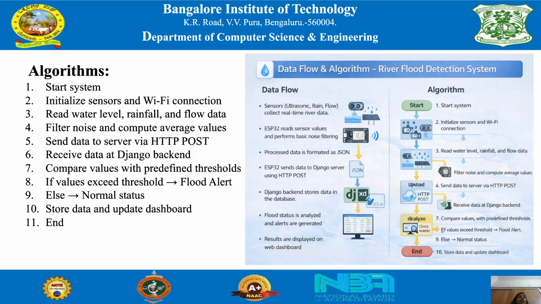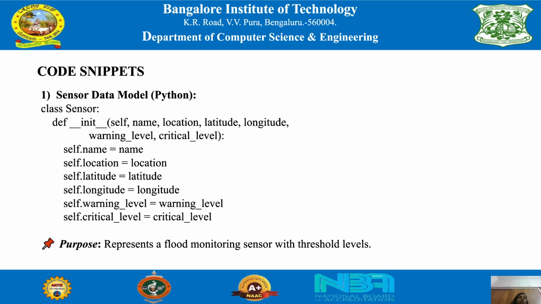Algorithms. The start of the algorithm: system initializes sensors and Wi-Fi connections, reads water level, rainfall and flow data, filters noise and computes average values, sends data to server via HTTP POST. Receive data at the Django backend, compare values with predefined thresholds. If values exceed threshold, then flood alert, else normal status. Store data and update dashboard, and this ends the process.